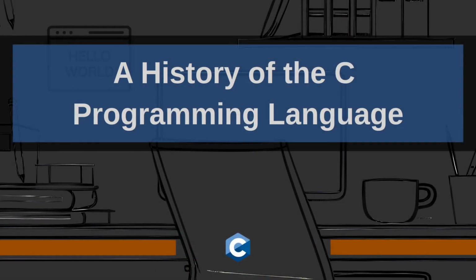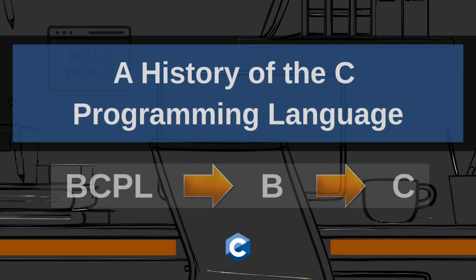The story of C begins in the early 1970s at Bell Labs. Dennis Ritchie, one of its creators, was working on the development of the Unix operating system. The work started with an older language called B, developed by Ken Thompson, which was itself derived from BCPL.